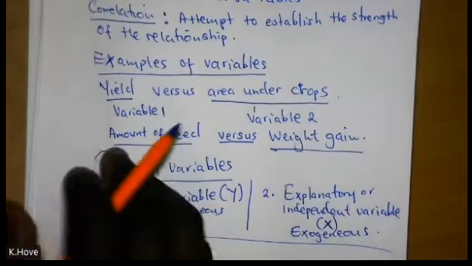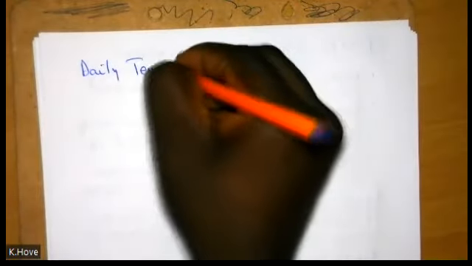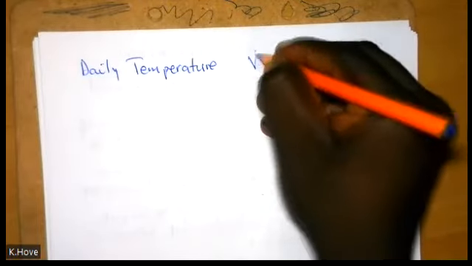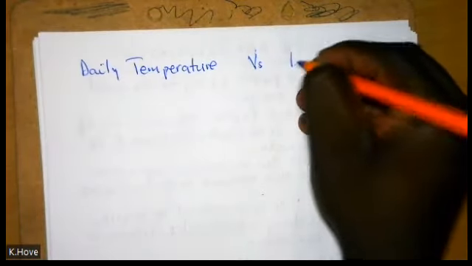Now, maybe we need to go further and highlight some few aspects here. We know that on a very hot day, people normally buy a lot of ice creams. So if we have a daily temperature versus the ice cream sales.